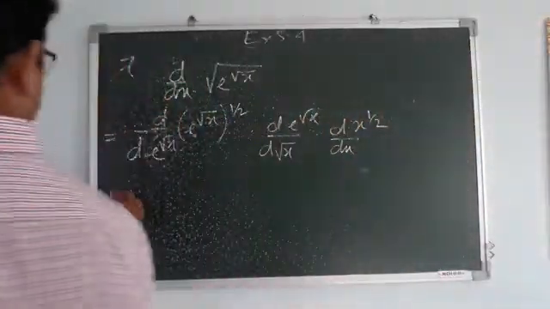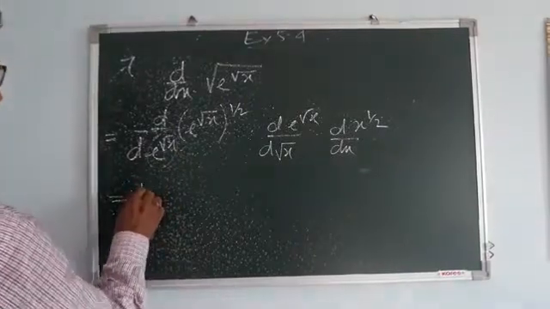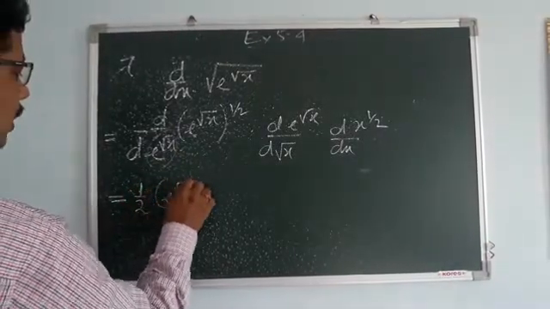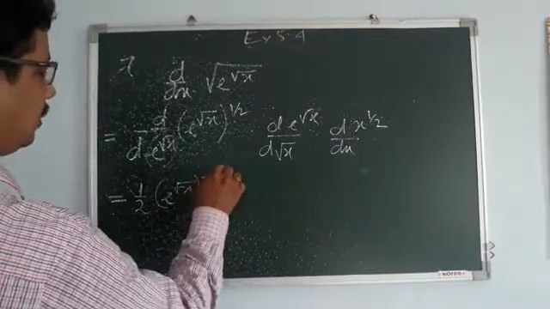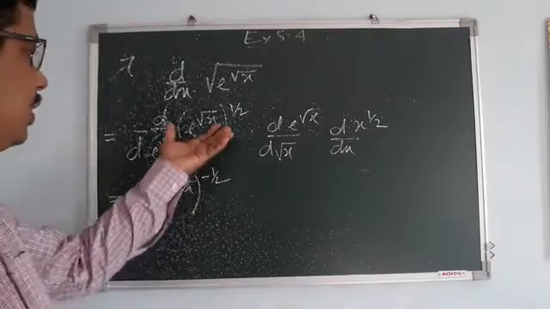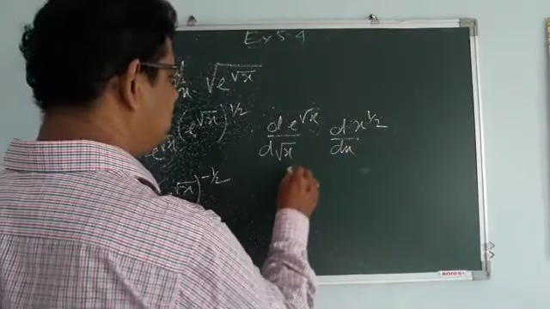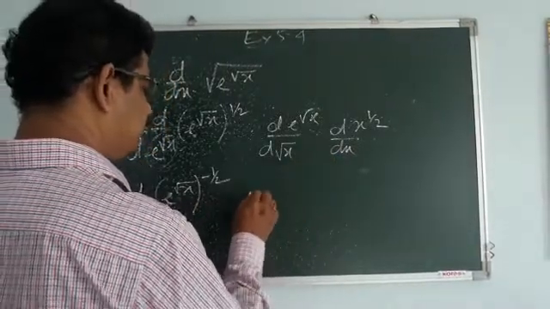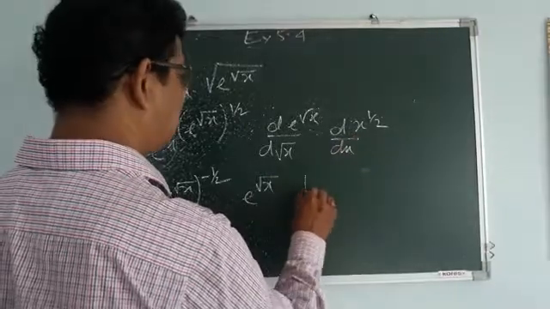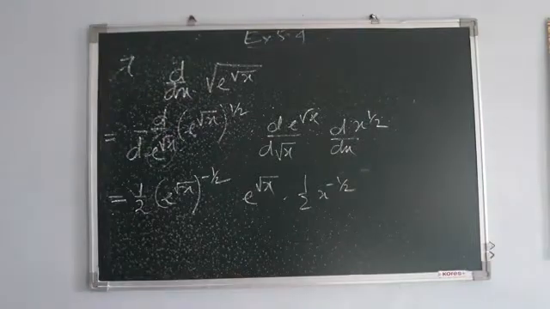And yes, now the differentiation of u to the power n formula is what? Half, e to the power root x to the power half minus 1, that is minus half. I think it is clear. n x to the power n minus 1 formula. Differentiation of e to the power root x with respect to root x is the same, e to the power root x. Then the differentiation of x to the power half will be what? Half x to the power minus half, n x to the power n minus 1.